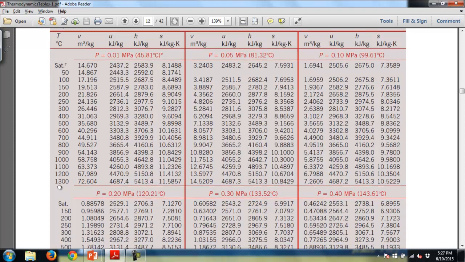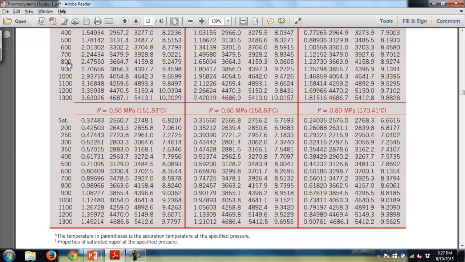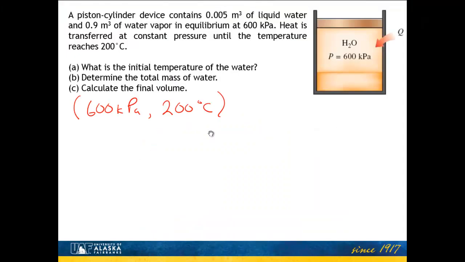So now we need to go to the next table down, past the saturation to superheated. And our pressure is 600 kilopascals, which is 0.6 megapascals. So I'm using this table right here, and I'm at 200 degrees Celsius. And so I find that my volume at 600 kilopascals and 200 degrees Celsius is 0.352. Units of that are meters cubed per kilogram. And I'm going to call that little V2 because we're at a new state.